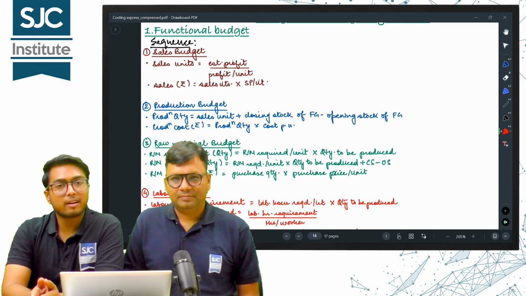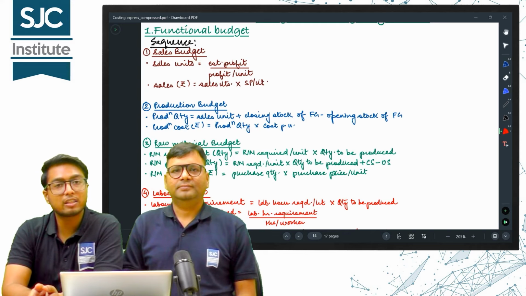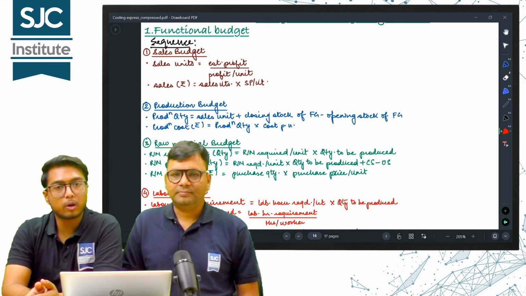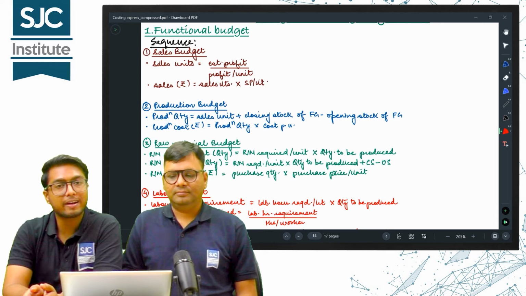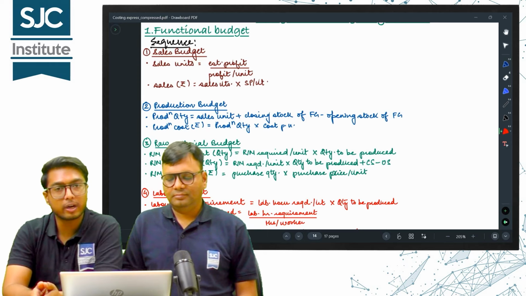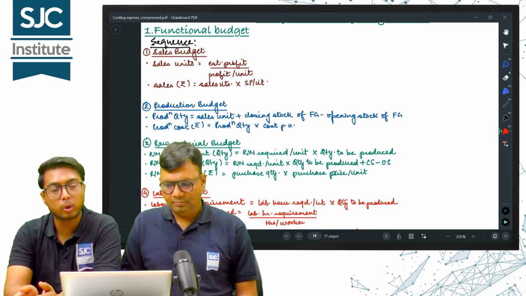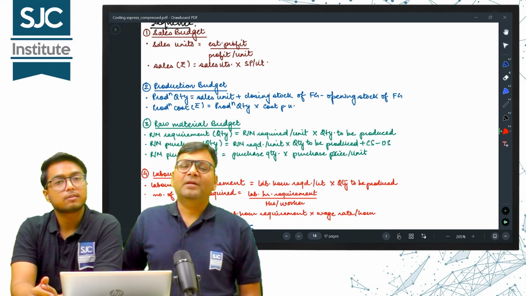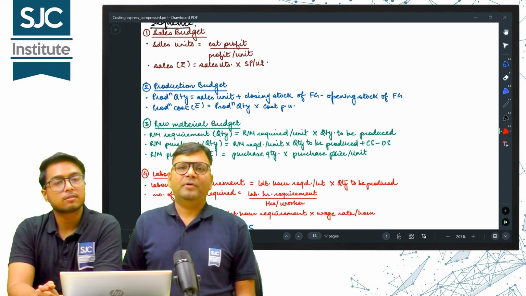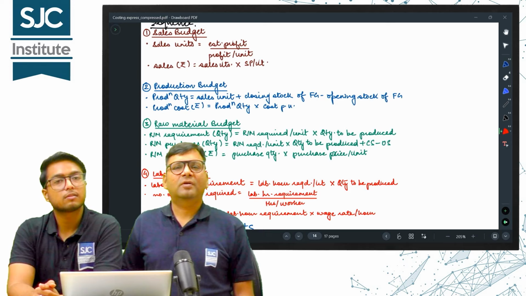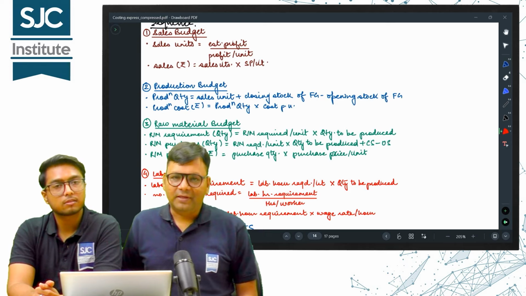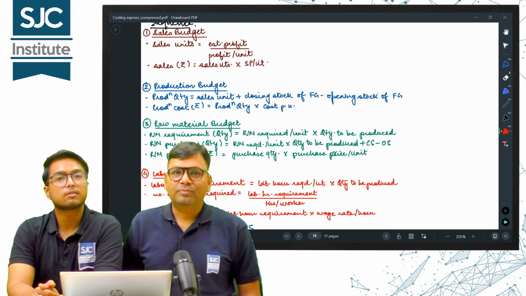Sales budget. Under this sales budget, we compute the sales unit first. Sales unit is equal to estimated profit divided by profit per unit. After getting the amount of units of sales, we calculate the sales amount, that is equal to sales units into selling price per unit. This sales unit can also be computed using concept of marginal costing, which is fixed cost plus desired profit divided by contribution per unit.